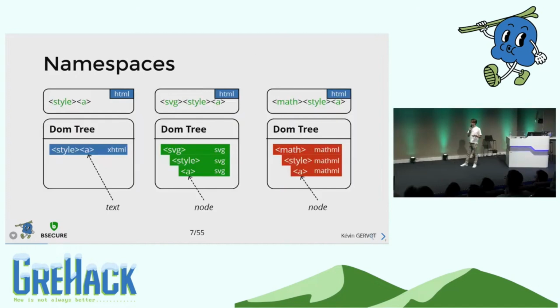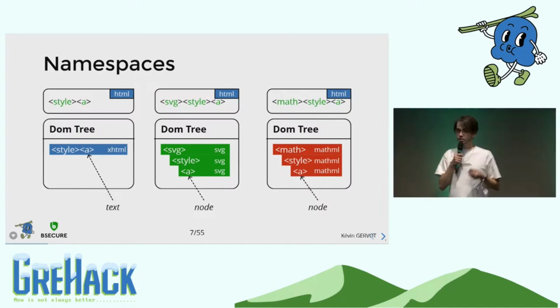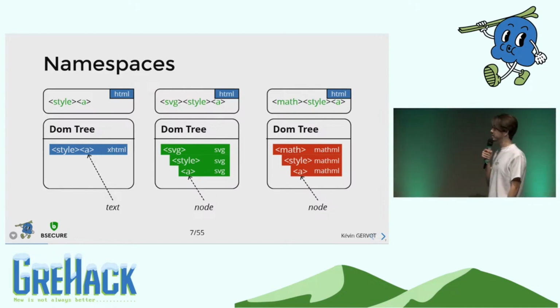Something else which is commonly used when you want to play with HTML mutation is related to namespaces. There are three kinds of them. On the left, you can find the HTML namespace. In the middle, the SVG namespace. And on the right, the MathML namespace, which all have their own parsing rules.